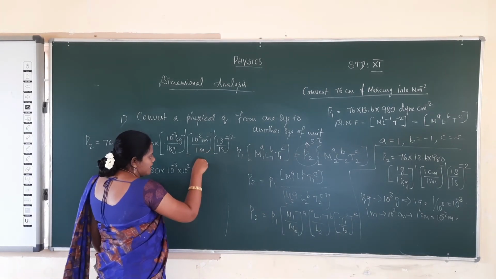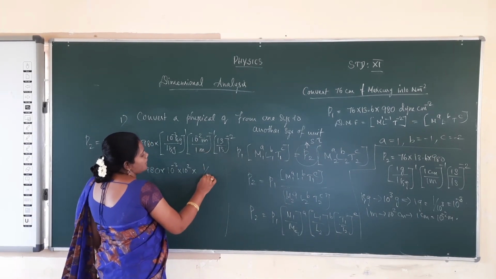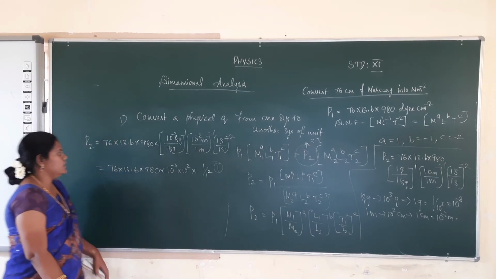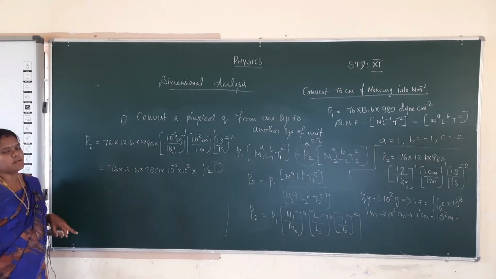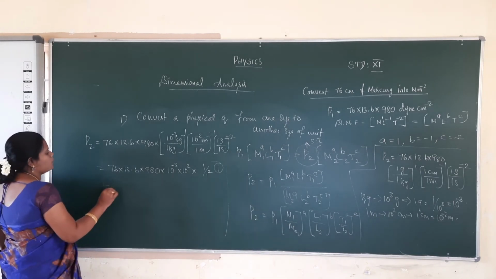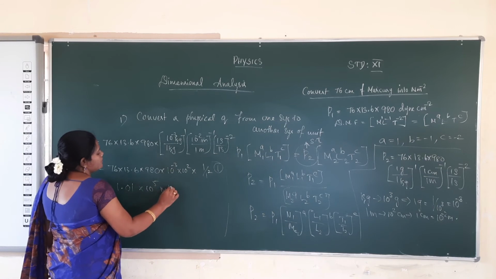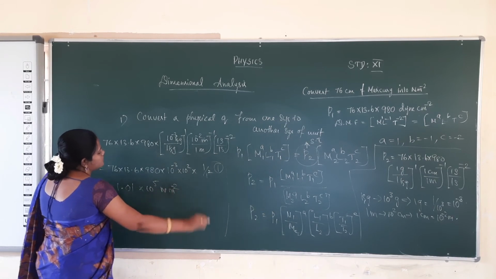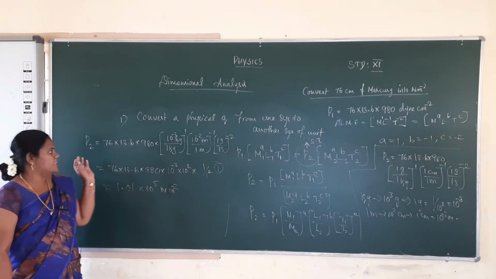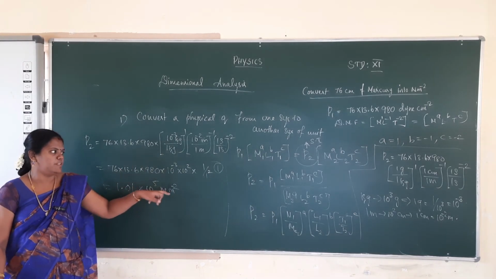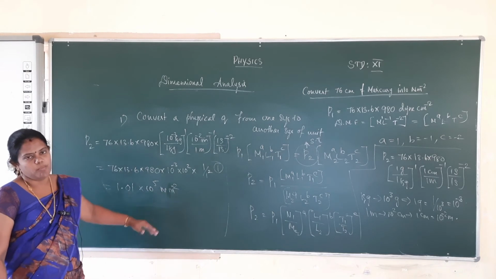1 by 1, the value is 1, because 1 by 1 power 2. So that's the value simply noted as 1. Then all the values are to be multiplied to get 1.01 into 10 power 5 Newton per meter square. What's the problem?